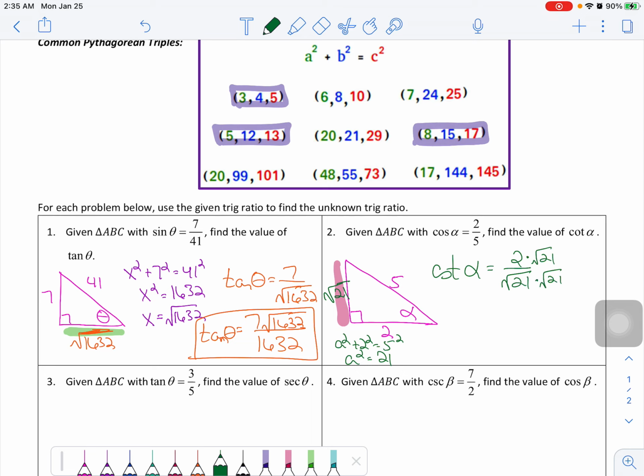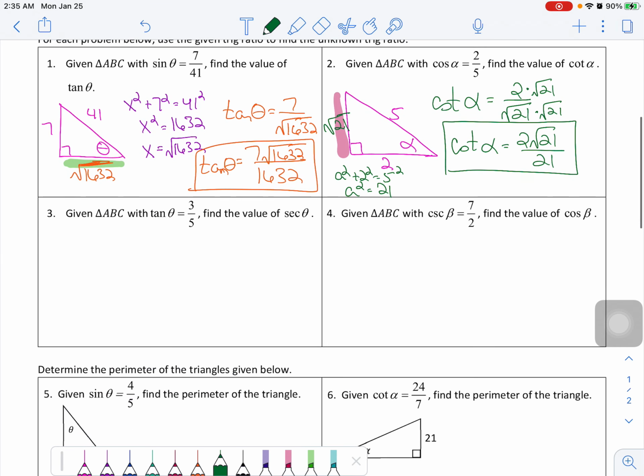If I rationalize this, it's the same thing I did in the last problem. I'll just show the step this time. So cotangent of alpha would be 2 root 21 over 21. And this is where you want to be careful of finding the exact values versus if I'm asking for a decimal. For these problems, I probably should have put exact values, but that's what I'm looking for with them, so just be careful.